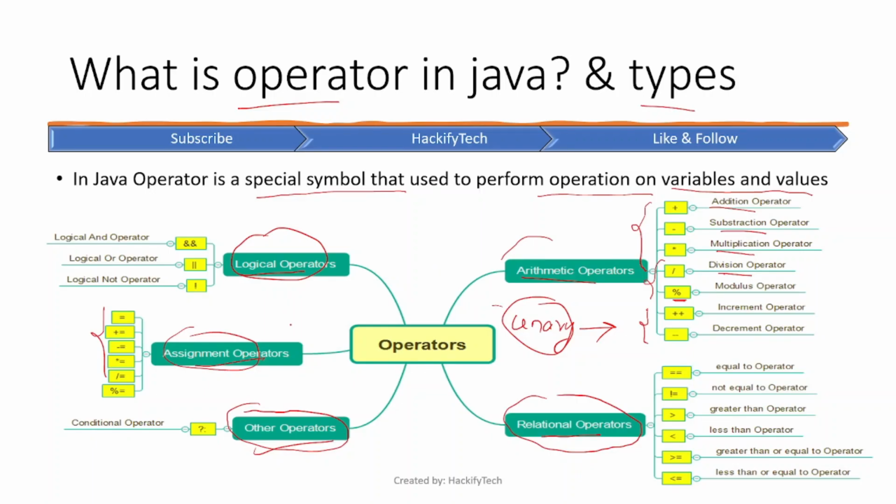So you have all the operators here: equal to, not equal to, greater than, less than or equal to, greater than or equal to. Clear?